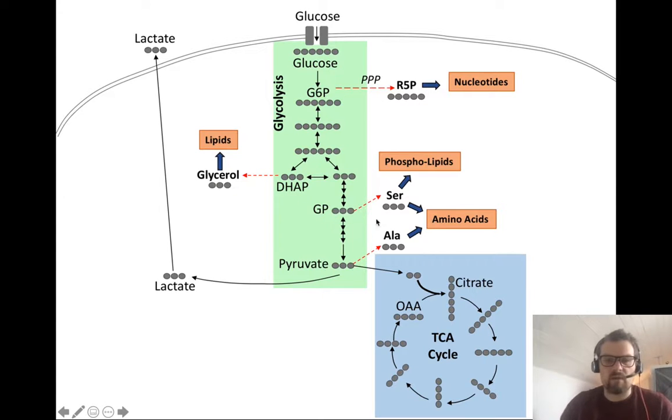Down here we can start making amino acids like serine. Pyruvate can be converted to alanine, which are important just for making protein, but serine is also important for making phospholipids, for making phosphatidylserine.